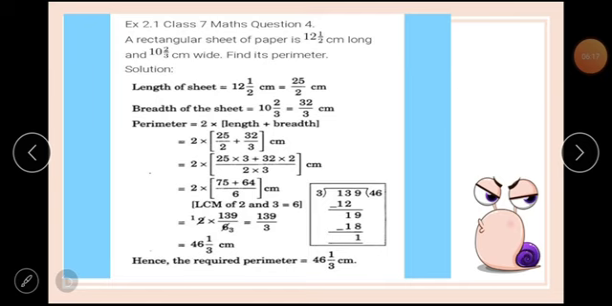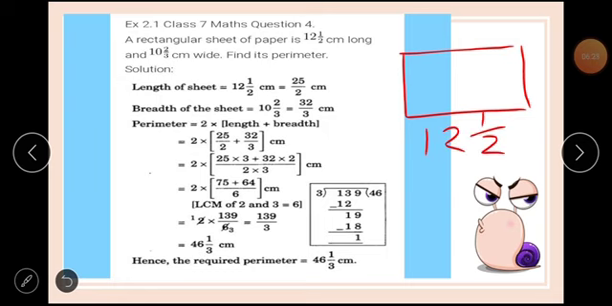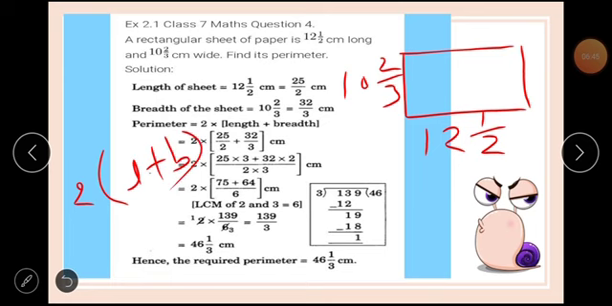A rectangular sheet of paper is 12 1 by 2 centimeter long. Its length is 12 1 by 2 centimeter and its breadth is 10 2 by 3 centimeter. Find the perimeter. Students, you know very well the formula of perimeter. What is the formula for perimeter? 2 bracket length plus breadth. So you will easily solve this question by applying this formula.